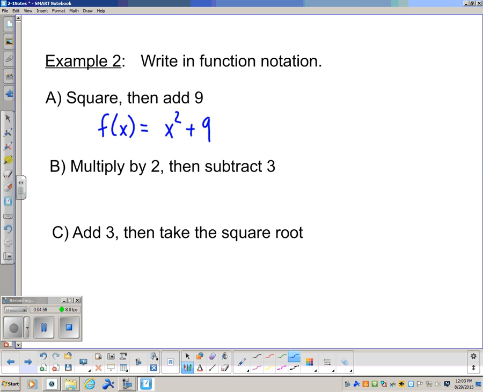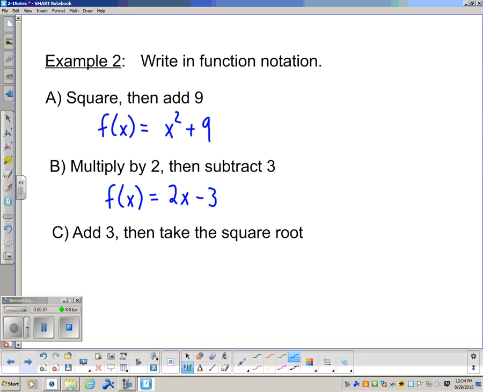Part B there says to go ahead and multiply by 2 and then subtract 3. So looking at one like this, I'm going to use my function notation here. So I've got f of x equals, I'm going to multiply my x by 2, and I always put the number first and then the variable second. And then I'm supposed to subtract 3. So in other words, with this one, I wouldn't write x2 minus 3. I would do 2x minus 3.